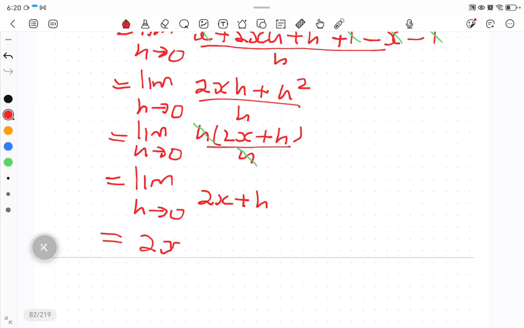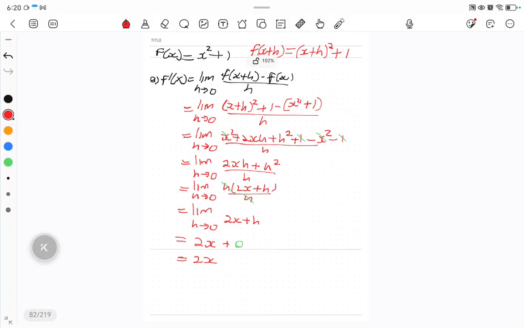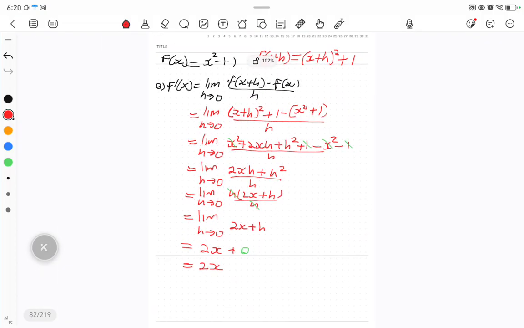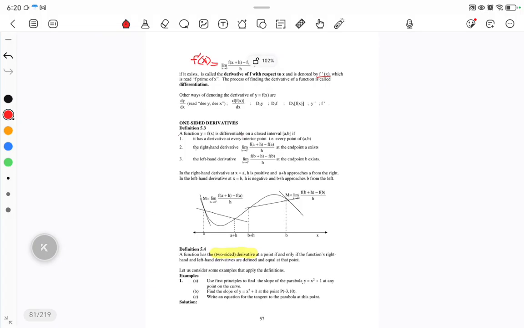When we direct substitute, we don't write the limit anymore because we're direct substituting, right? We know that. So it means that from here we'll be left with 2x. So that will be the equation of a tangent slope. This will be the slope of the parabola.